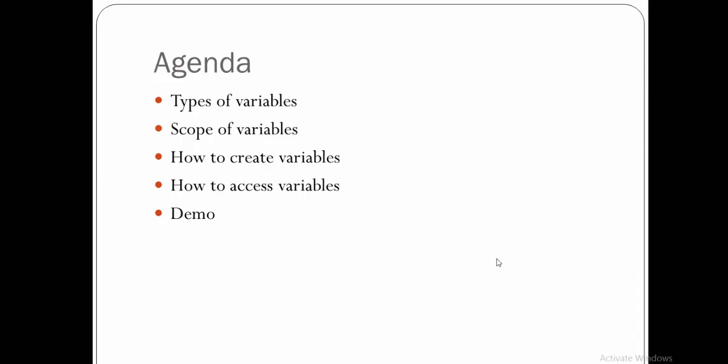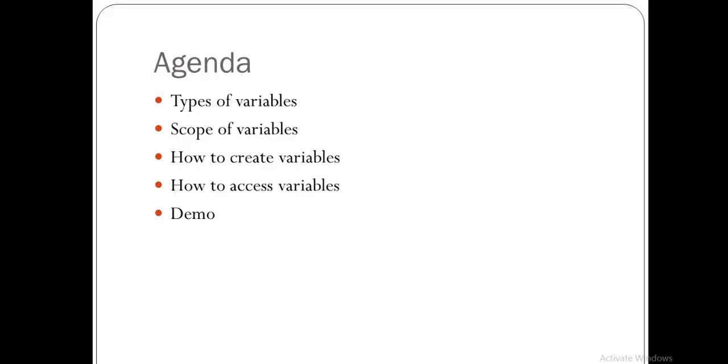So today my agenda is the types of variables available in Mule and the scope of each type of variable, in what scope they are available and in what scope they are not available, and how to create a new variable in Mule, and how to access the created variables in Mule flows.